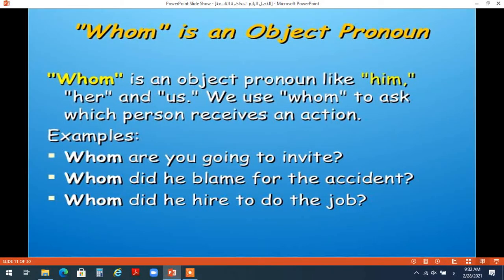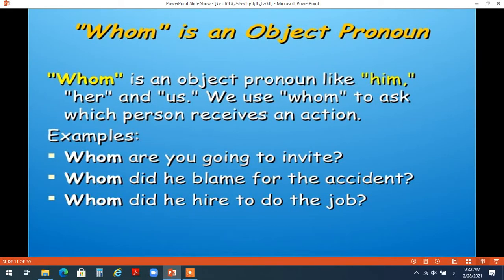Now, regarding the WH word whom, it is an object pronoun. تستخدم للسؤال عن المفعول به. It is just like any other object pronoun like him, her, or us. We use whom to ask which person receives an action. إذا نستخدم whom للسؤال عن الشخص الذي استلم شيء ما أو وقع عليه أثر فعل ما.